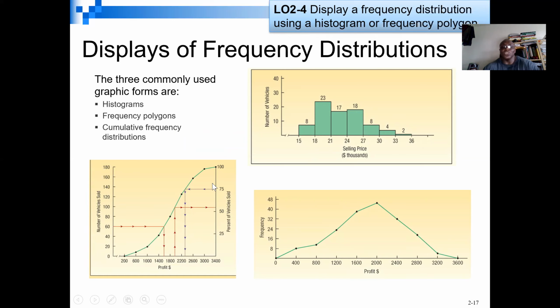The three most commonly used graphic forms begin with the histogram. In the histogram, the classes are on the x-axis. So we can see 15, 18, 21. Those are the histogram classes. Then the bar tells us the frequency. The same thing applies to the frequency polygon. We have the number of classes and the number of vehicles again.